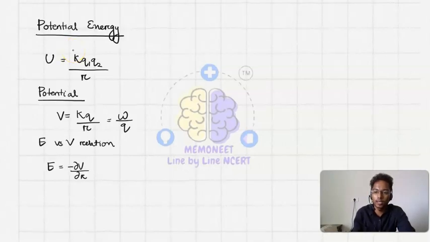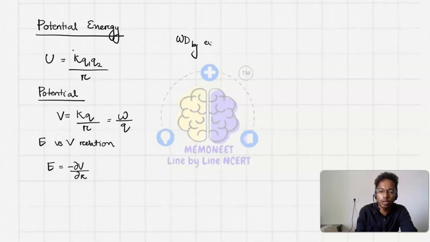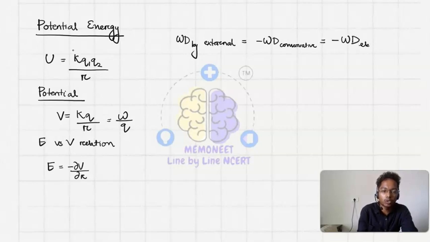Okay, our next is potential energy, that is U is equals to K Q1 into Q2 upon R, and potential is equals to K Q upon R, that is W upon Q, and we know that the work done by external force is equals to minus of work done by conservative force. Okay, that will be equals to minus of work done by electrostatics. Electrostatics is a conservative force. Okay, so remind this one. Okay, this is most important.